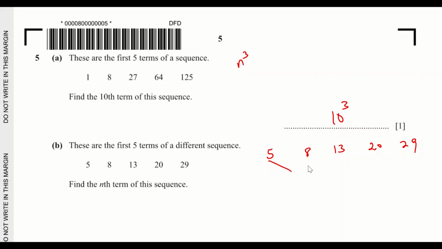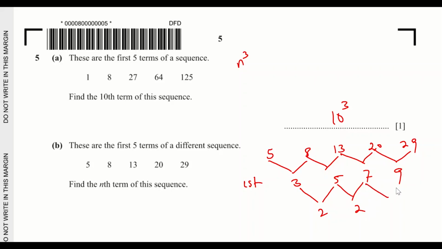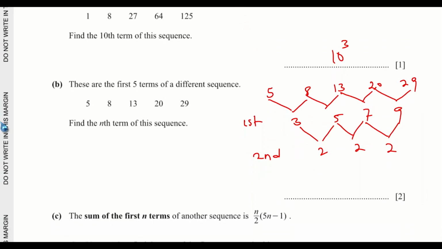Okay, so let's see the difference. The first difference, this will be 3. If you do this, this will be 5. The difference, 20 minus 13, that will be 7. And 29 minus 20, that will be 9. So this is the first difference, so we don't have a common difference. So let's take the second difference. So this will be 2. This will be 2. This will be 2. So this is the second difference. So at the second difference, we have a common difference. So that means this is a quadratic sequence.